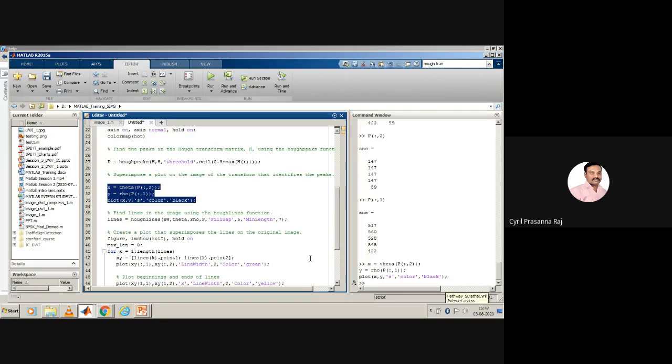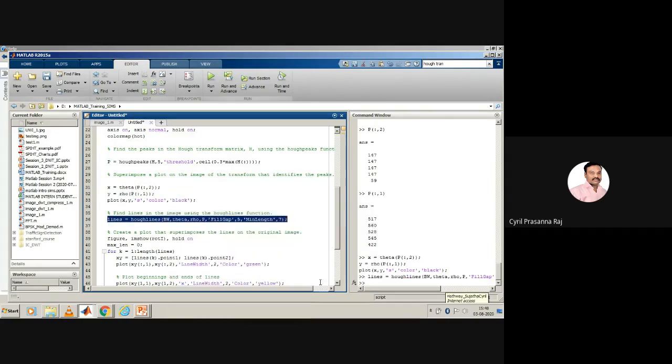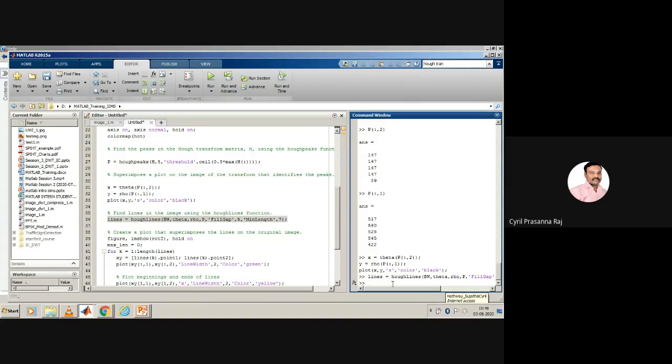Then we identify the number of lines. There is again a function called hough lines to find out the number of lines available in the input image, the black and white image. We pass the parameter called black and white image, then the parameters theta, rho, and also p. Because we need only 5 of them, we send these 3-4 parameters and find out the number of lines available in the image.